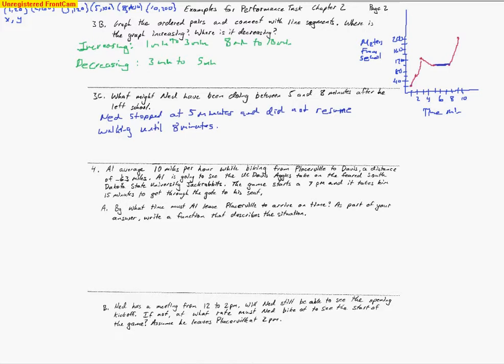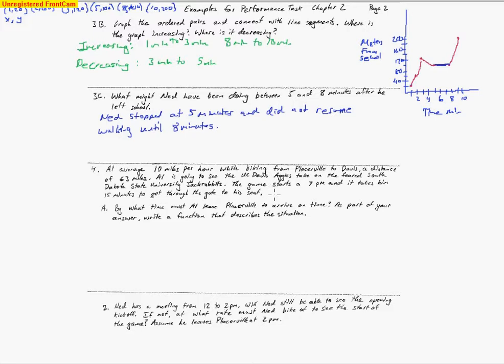Now we'll take a look at 4. It says that Al averages 10 miles an hour while biking from Placerville to Davis, a distance of 63 miles. Al is going to the UC Davis Aggies take on the feared South Dakota State Jackrabbits. The game starts at 7 p.m., and it takes him 15 minutes to get through the gate into his seat. By what time must Al leave Placerville to arrive on time? We're figuring that he's going to arrive directly on time, not even a minute to spare.